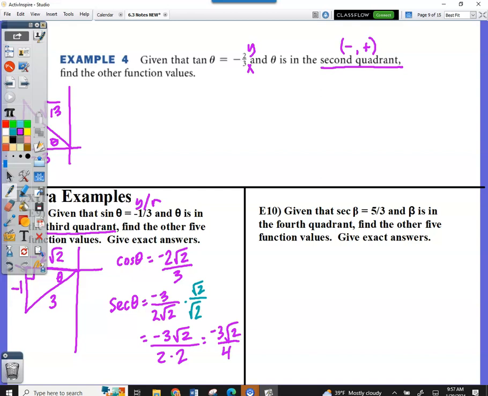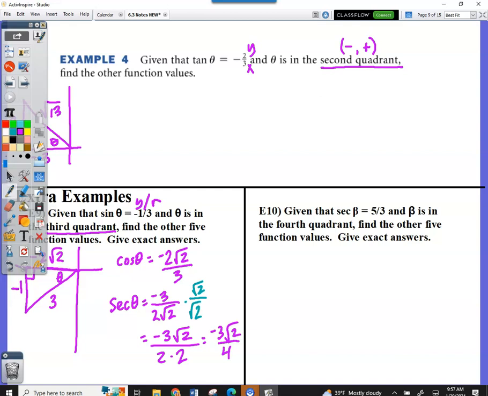Cotan, did you get 2 root 2? Cotan? Does anyone need me to work E10? Mine's blank on here, but I can work it up there. Let's make sure your picture's right for E10.